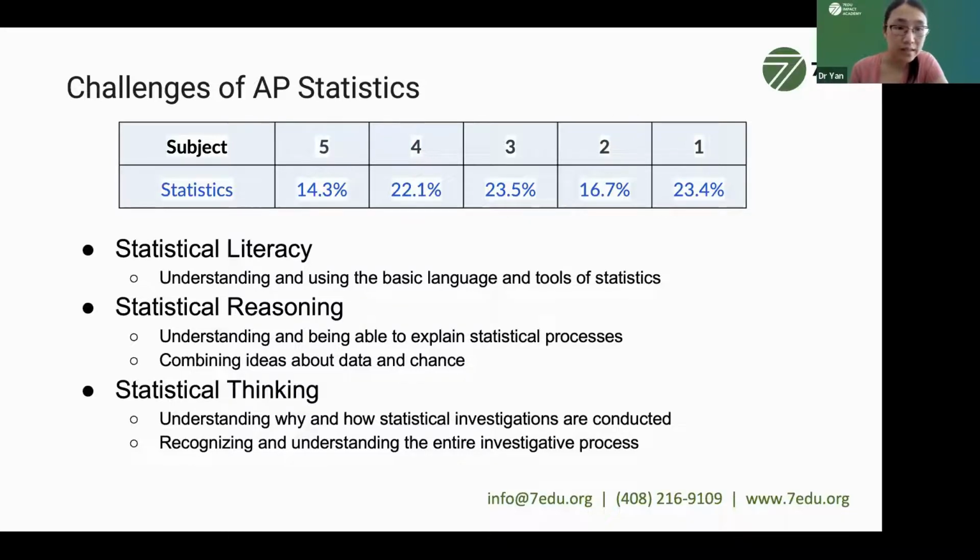We call them statistical literacy, statistical reasoning, and statistical thinking. Yeah, so students really need to get used to the process and the statistical terms in order to do well in AP Stats.